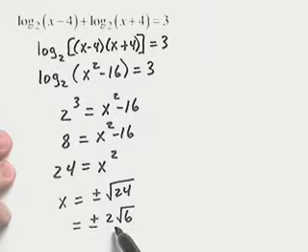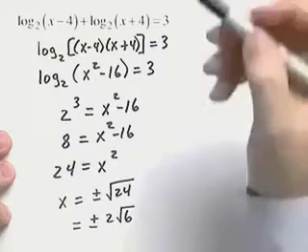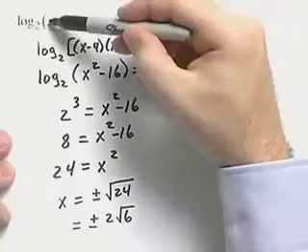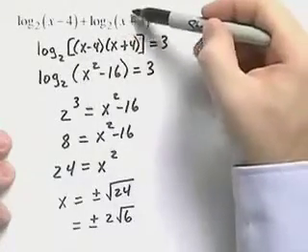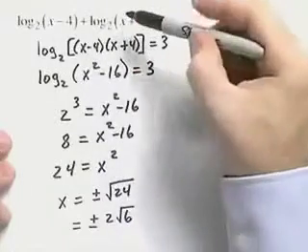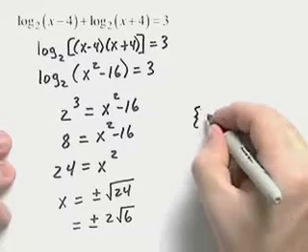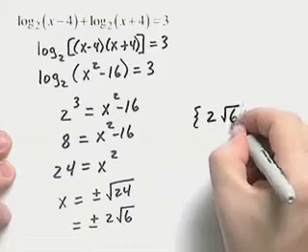If we look at the negative solution, again, we have a negative 4 point something. That's going to cause us a problem here in this first logarithm. It's also going to cause us a problem over here. Since we can't take the log of a negative, we can't use our negative solution. So the only solution is 2 root 6.